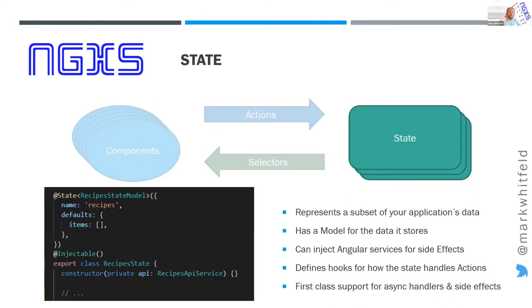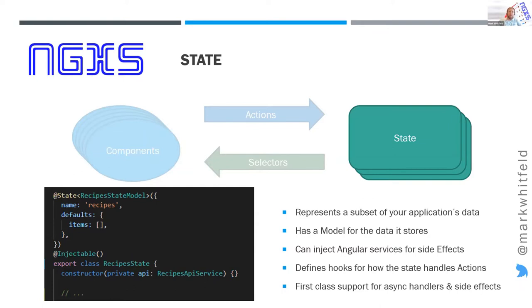Then we have the state. As you can see in this code sample, the state is declared like any other service in Angular. And it has an additional decorator at the top, which is basically saying that this is a state class, and what it should be named within our global state. And it represents a subset of our application's data. In your application, you will have multiple states, and you can have them as large or as small as you want to. I would advocate for having them smaller and more singularly focused.